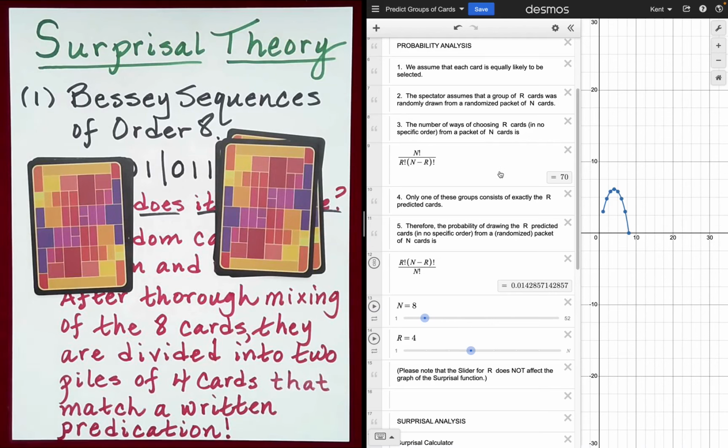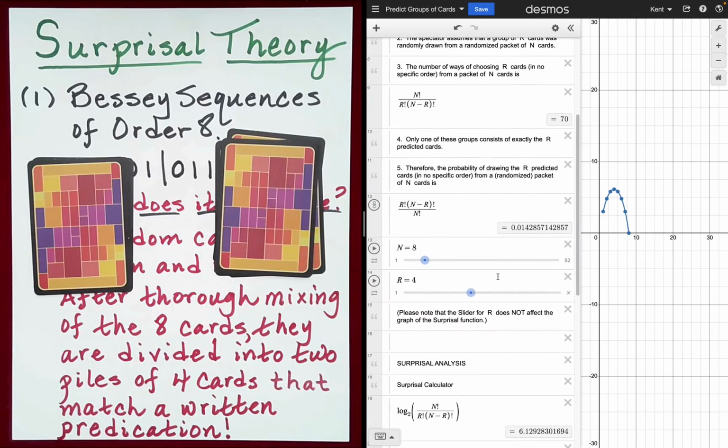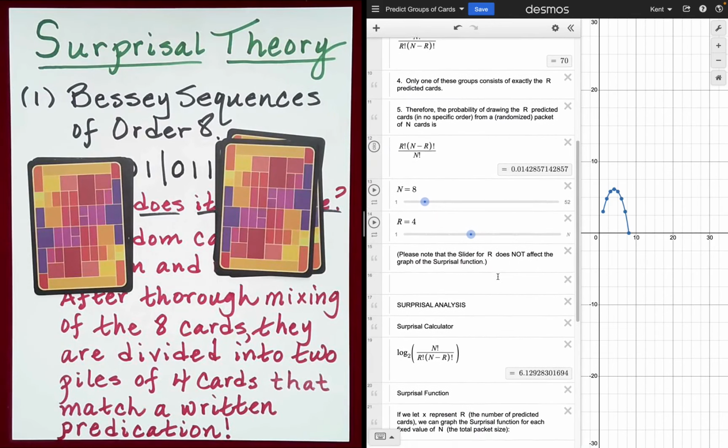So that means in particular, if we correctly guess the composition of one of 2 of these piles of 4 cards each, there is a 1 divided by 70 probability that we would be successful in our guess or prediction. So very small. Now let's go ahead and convert that to a surprisal value, where we will be able to interpret it in terms of ordinary coin tosses. Okay, so let's move down here.